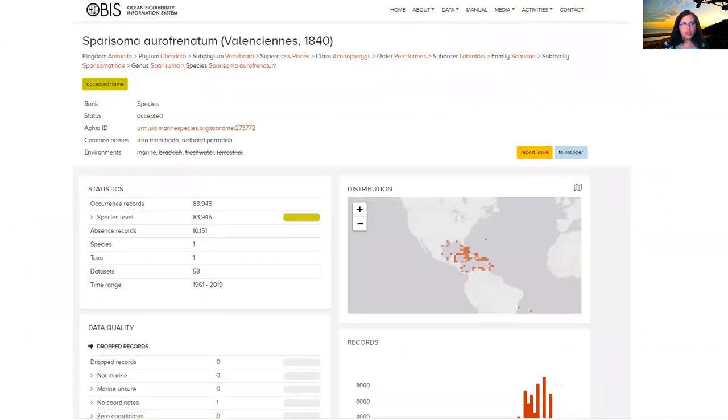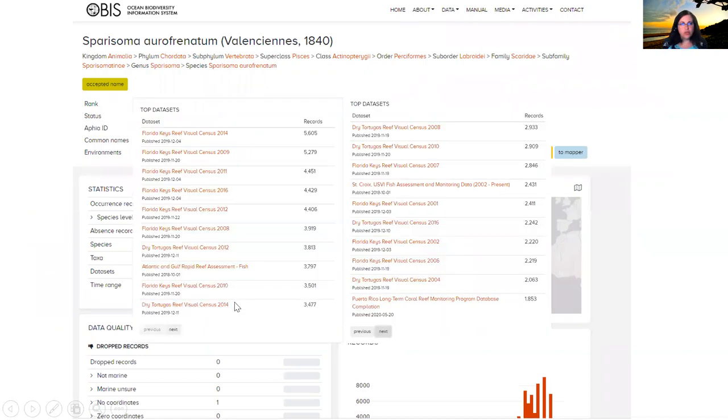So here's an example from the Ocean Biodiversity Information System. This is looking at one particular species. And we can see in OBIS that we have over 80,000 occurrences of this species and about 10,000 absence records. This is coming up from 58 different data sets and spans a range of 58 years. So here are the top 20 of those 58 data sets.